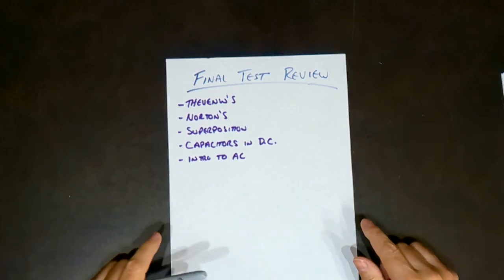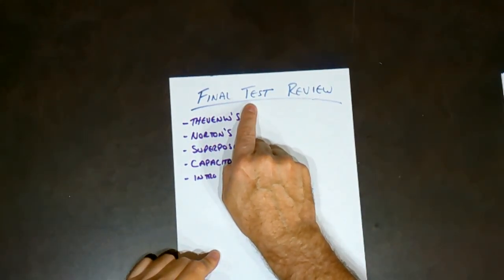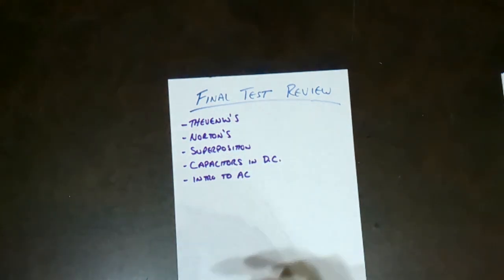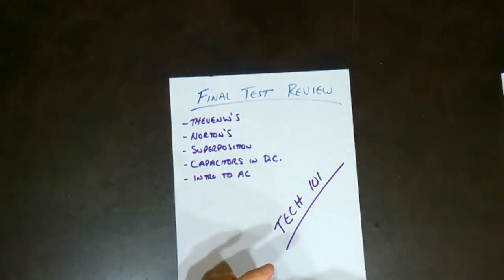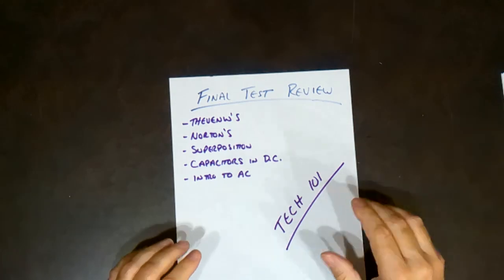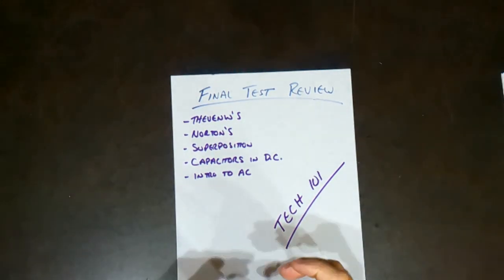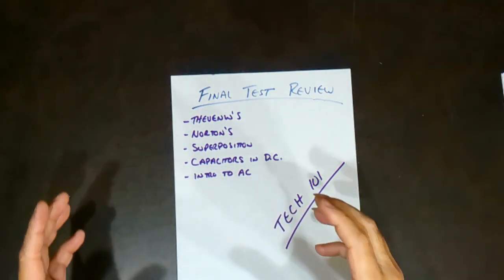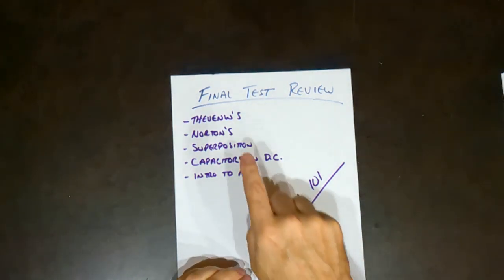What we're going to be doing today is our last review video. So this is for the final test in Tech 101. What we're going to cover is a quick review of the last part of the course. I've already done review videos for the first third and then the second third. You can find those still on YouTube, and the links are still in your Blackboard.